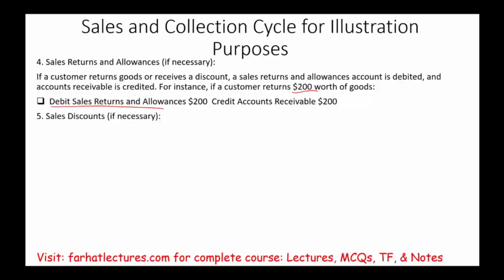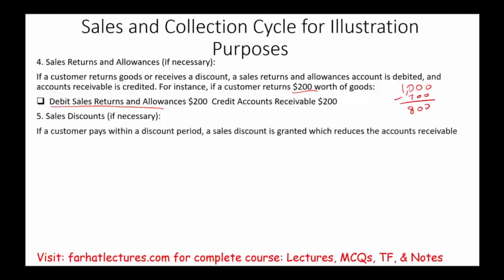Then sometimes the customer might pay early. Now remember, we sold $1,000 worth of goods. They returned $200. They still owe us $800. Now they pay within the discount period and they receive $50 of a discount. Well, if they received $50 of a discount, we debit sales discount, which is an income statement, and credit account receivable, which is a balance sheet.